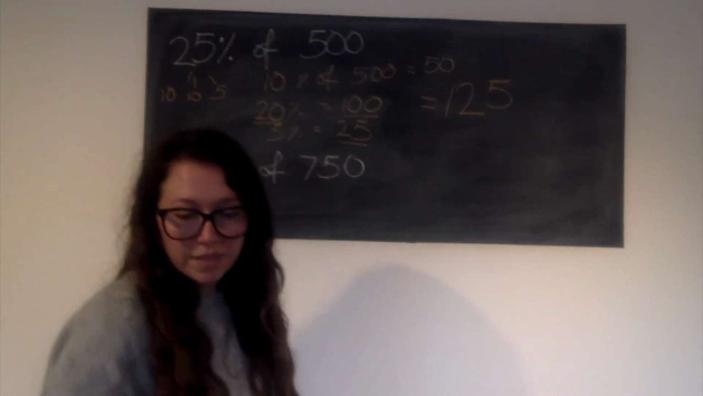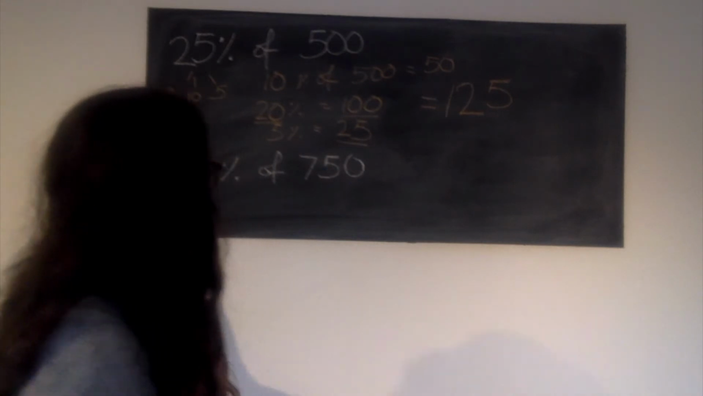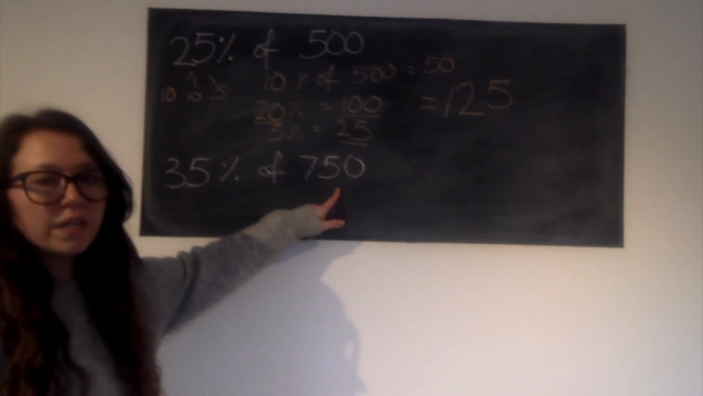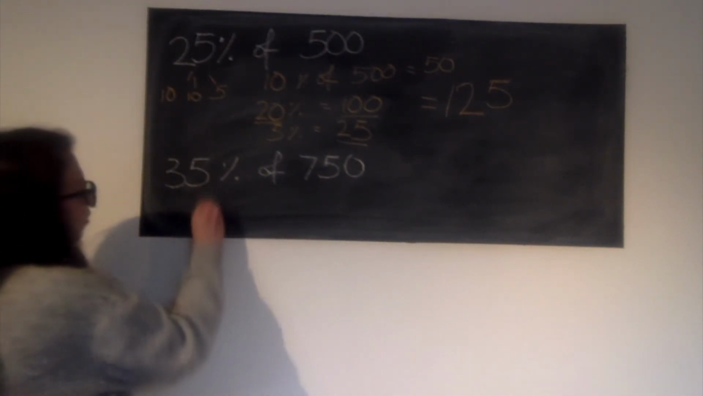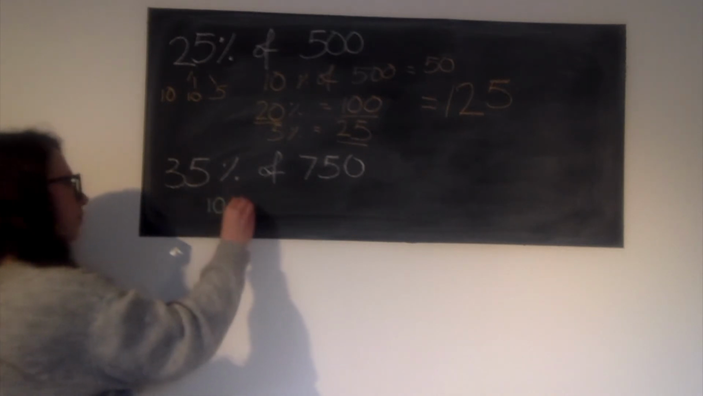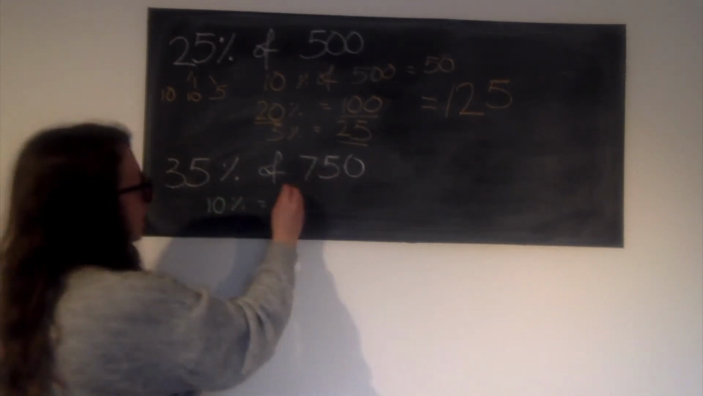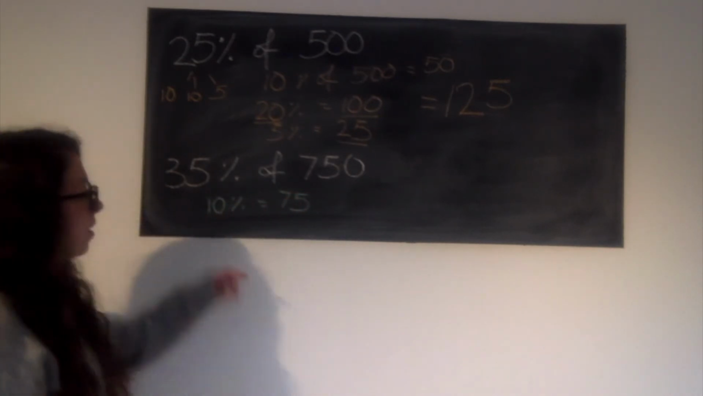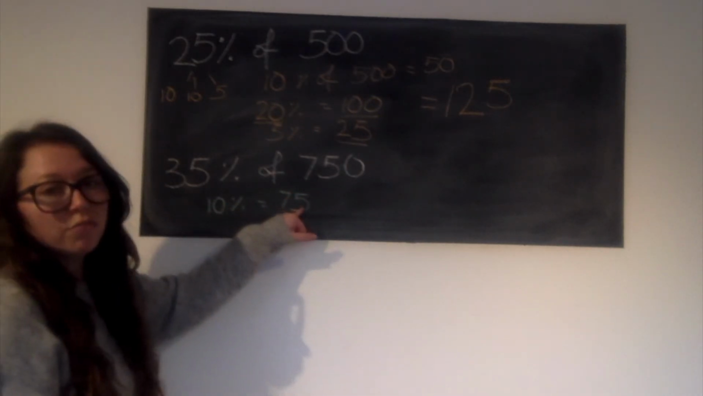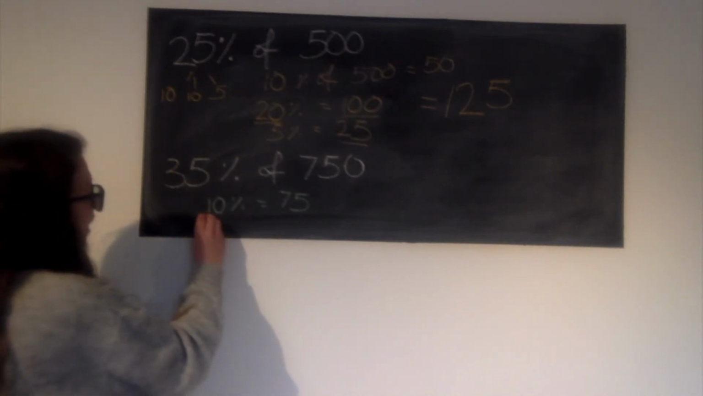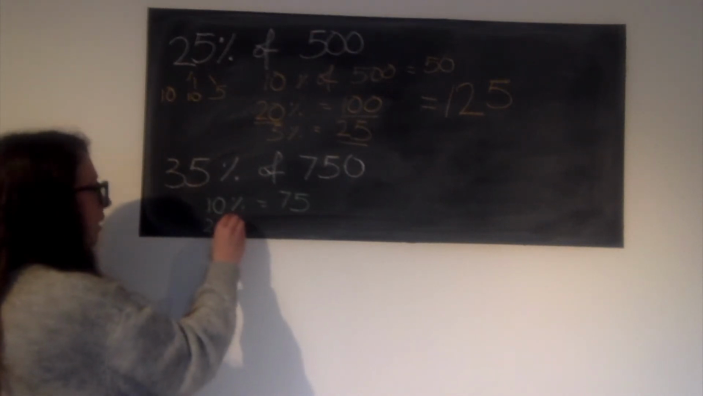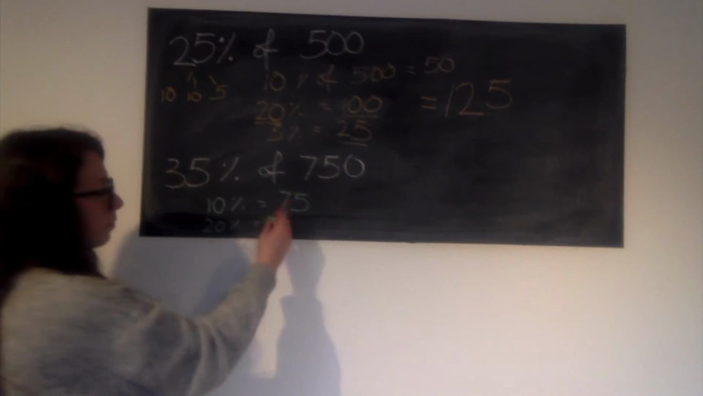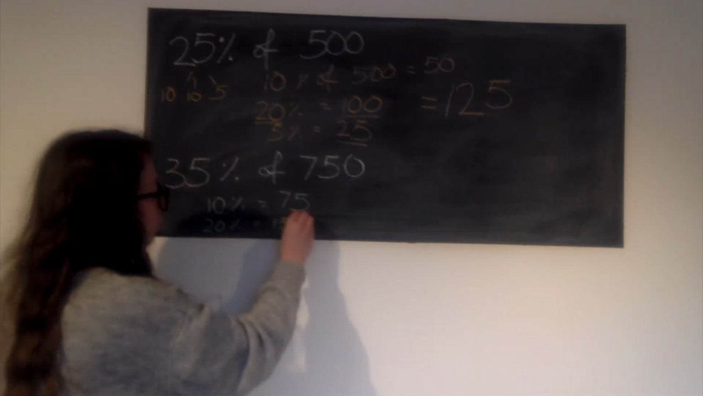Okay, let's do the same for the next one. So 35% of 750. Let's start off with what I know. So it's 10%. 10%, I divide it by 10 gives me 75. Now I can either multiply this by 3, so 75 by 3, or I can find out another 10%, so 20%, so we can double this, so that gives us 150.